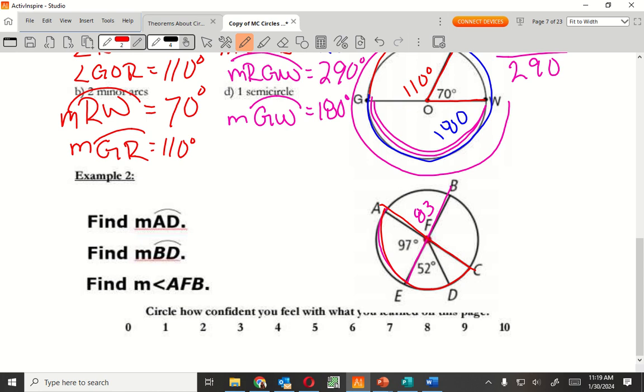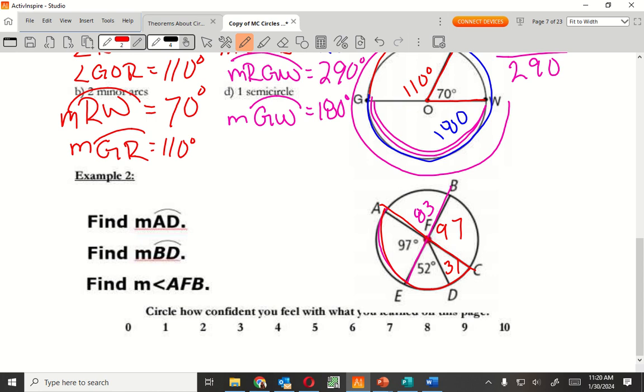Okay. So all three angles together have to add up to 180, right? So 180 minus 97 minus 52. Thirty-one. That one's going to be 31. And this one over here is how much? 97. So using the diameters or the semicircle, I was able to find all my missing parts, right? So by finding all my missing parts, I can now go through and find the pieces they're looking for.